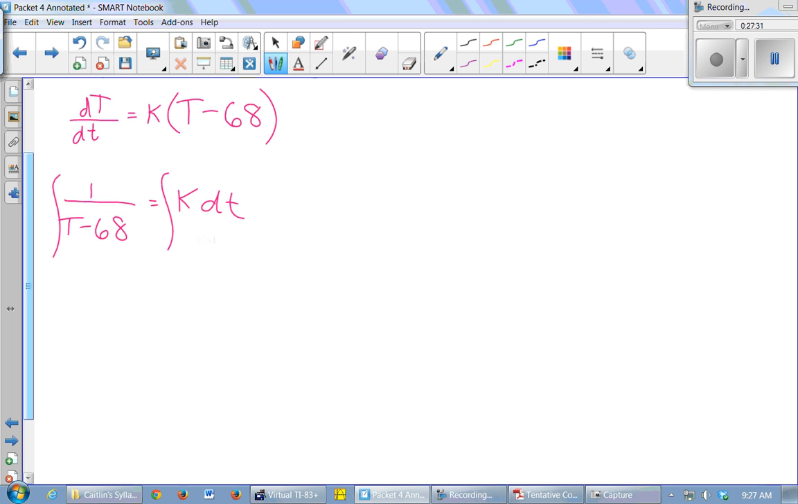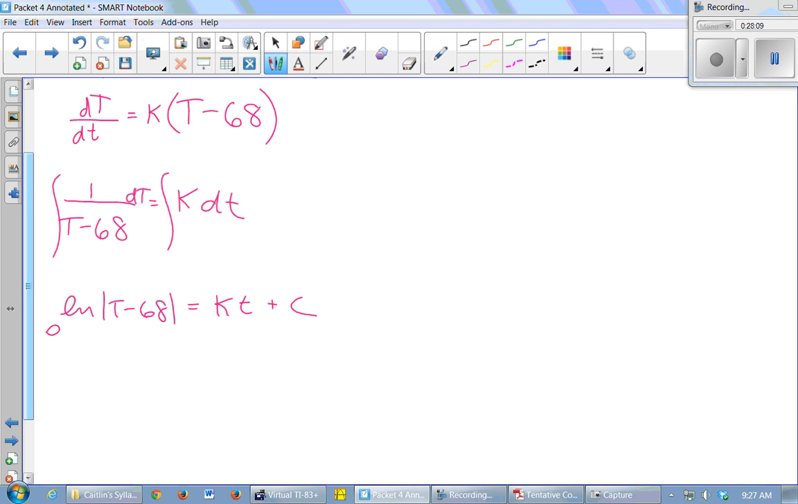And if you had also moved this k over to the left, that would be fine also. But when you'd integrate, you'd have a coefficient on the t, which means you'd have to account for the chain rule. So the antiderivative of 1 over t minus 68 dt is the ln of t minus 68. And because the coefficient on t is a 1, I do not have to compensate for the chain rule, right? Otherwise, I would have to divide by that coefficient on t. And that should equal kt plus c.